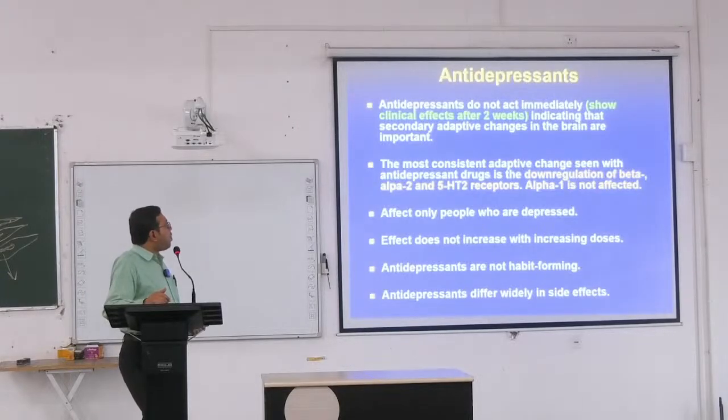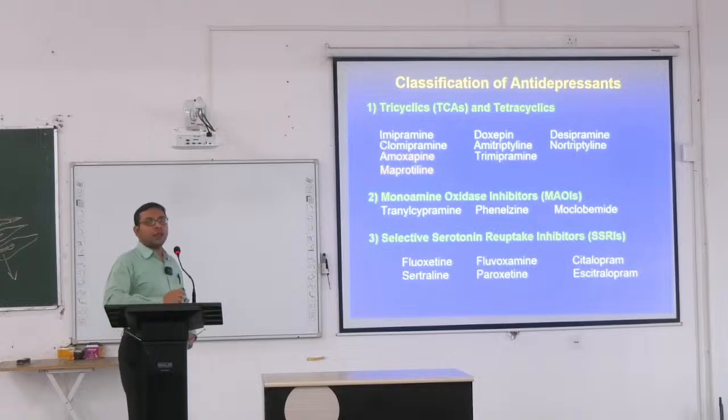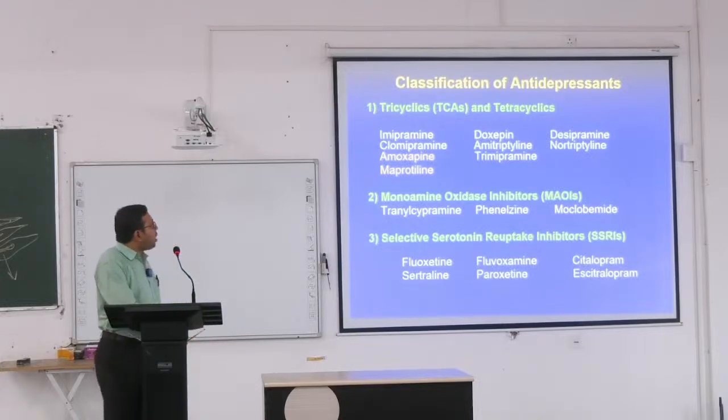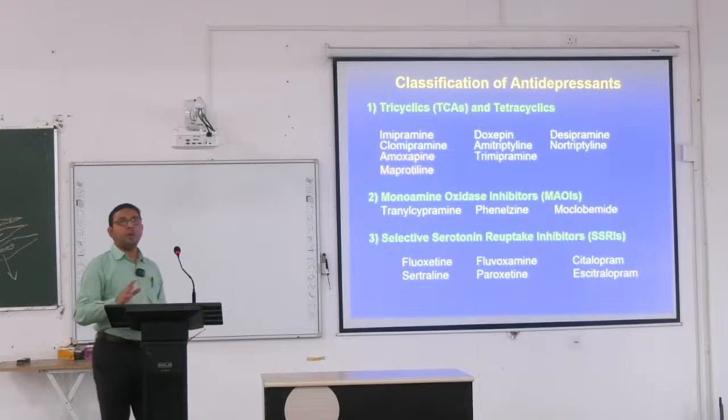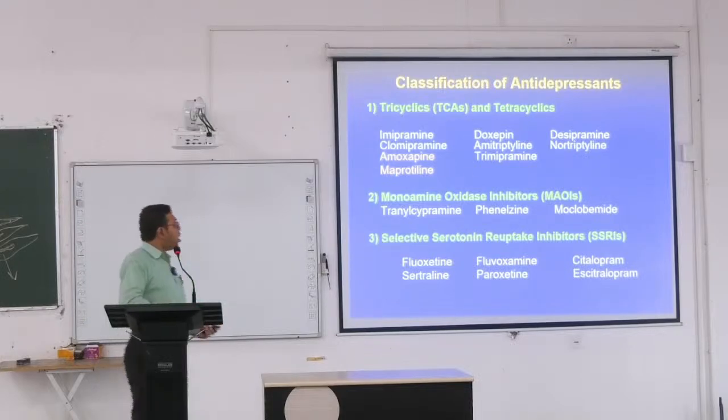So treatment, pharmacotherapy, so antidepressant drugs. These are the classifications of the antidepressant drugs. Tricyclic antidepressants, very important. These are the names: imipramine, clomipramine, doxepin, amitriptyline, trimipramine, desipramine, nortriptyline. You can see these are very commonly used in day-to-day practice. And some newer tetracyclic antidepressants also come, examples are amoxapine and maprotiline. So these are the tetracyclic antidepressants.